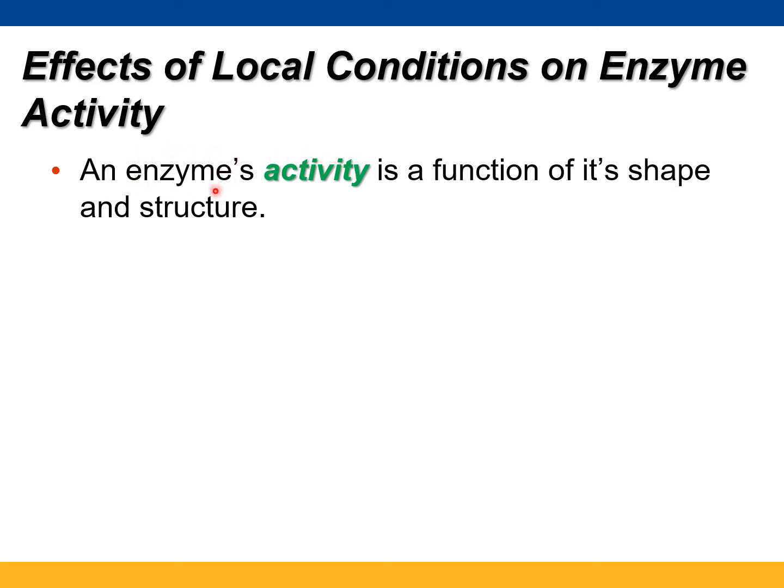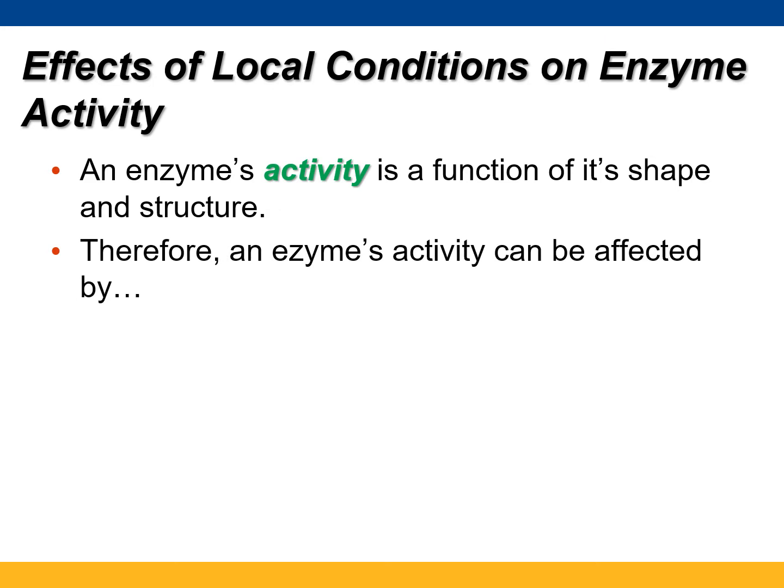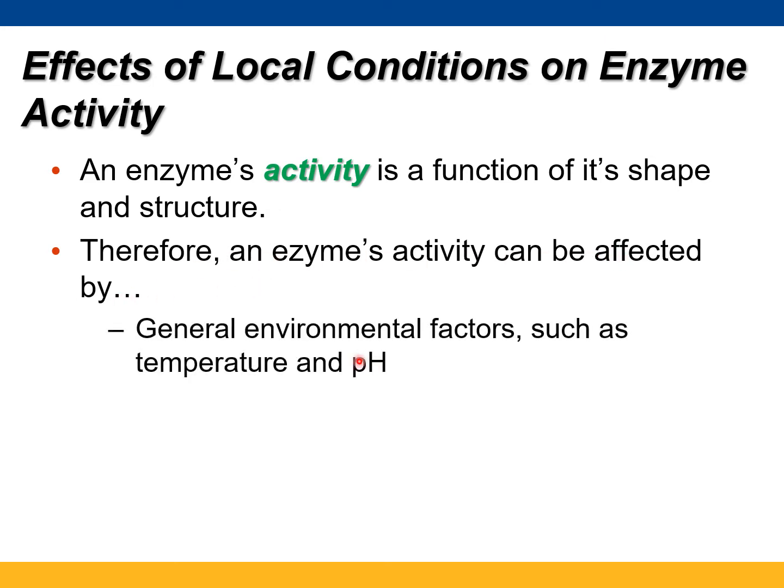If the structure is ideal, then the activity is at its maximal level. The activity is the ability of the enzyme to perform a given reaction or function. If we change the structure in any way, the odds are that it will also affect the activity of that enzyme. And so an enzyme's activity can be affected by things like pH and temperature, environmental factors, ionic concentration. All of those environmental factors have the potential to influence chemical bonding.